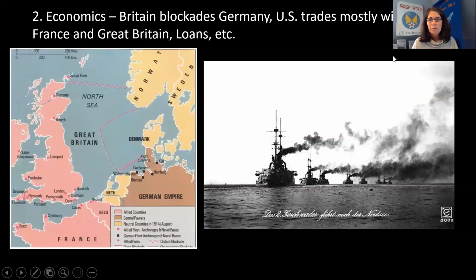The reality is that the British and the French can't afford to pay cash for all of their goods because they're at war. So we end up loaning them a lot of money. We end up selling them a lot of goods on credit, and we end up loaning them millions of dollars to help in their fight. Now, if you loan enough money and you give enough credit, that means that you become more and more dependent upon their success. Because if the British and French had lost this war, what would happen to the money that they owed to the United States?